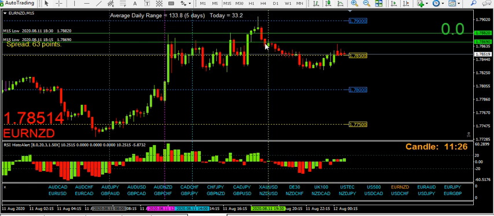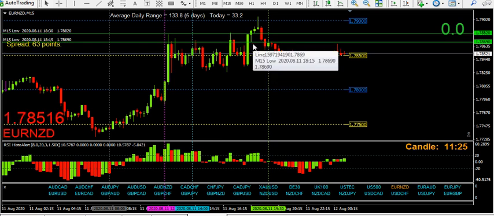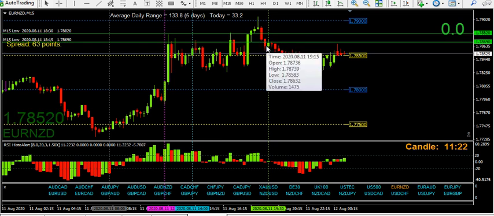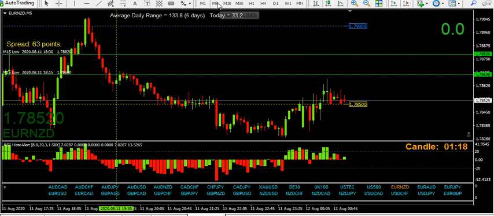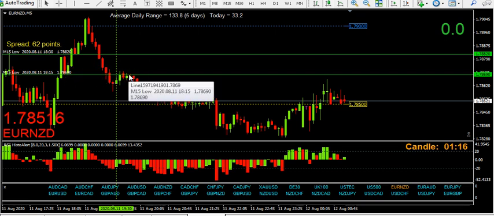As you can see, we've broken that low on the 15-minute with this candle here. It's closed below it. That is what caused that small pullback. Then we drop to the 5-minute, and you can see how price has tested that other 15-minute low to test it as resistance.